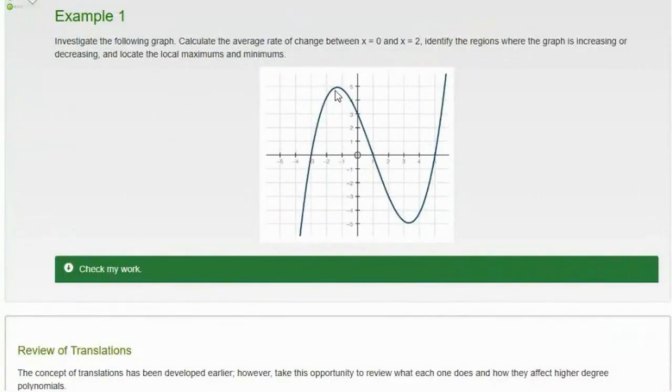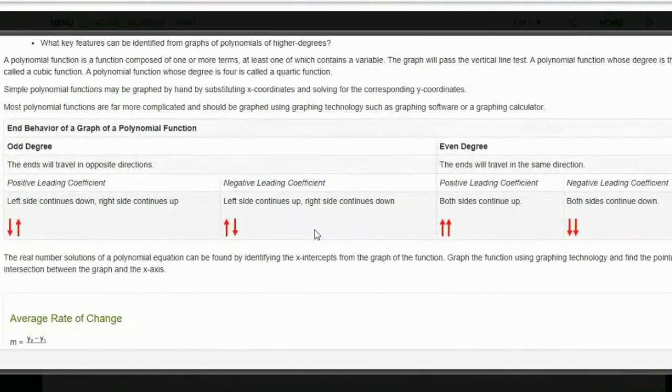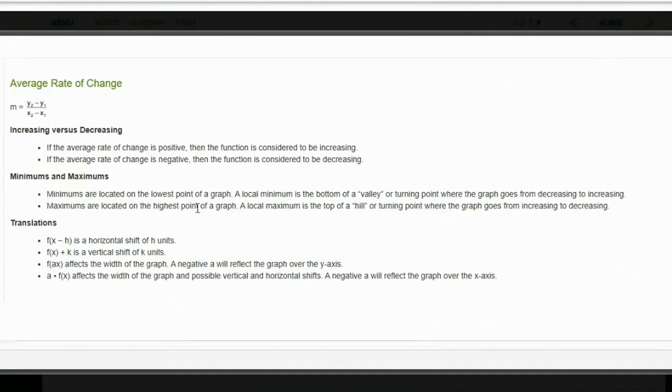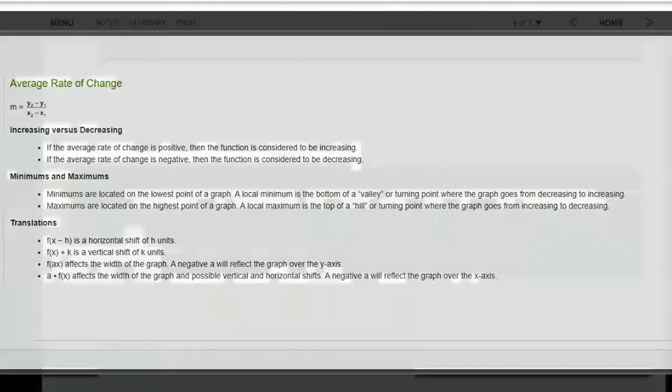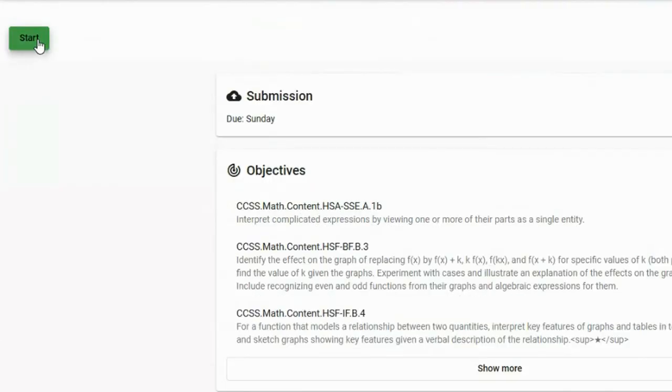Increasing, decreasing, maximum, minimum, translations, lesson summary. It'll kind of go over all of that we just talked about. End behaviors, average rate of change. You can use that slope formula that you learned back in Algebra 1, y2 minus y1 over x2 minus x1. Maximums, minimums, increasing, decreasing. How do you shift it left and right, make it skinnier? Let's look at the assignment because our time's about up here.